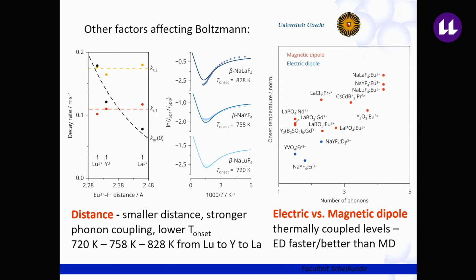The erbium ion, that's my favorite ion, has a very strong electric dipole transition between the 2 levels that equilibrate. So there the onset temperature is much lower than, for example, for europium or neodymium, where you have a magnetic dipole transition. So all of those are considerations that you need to take into account when you want to optimize the temperature range over which you can use your thermometer. And of course you want to make that as high as possible as well.